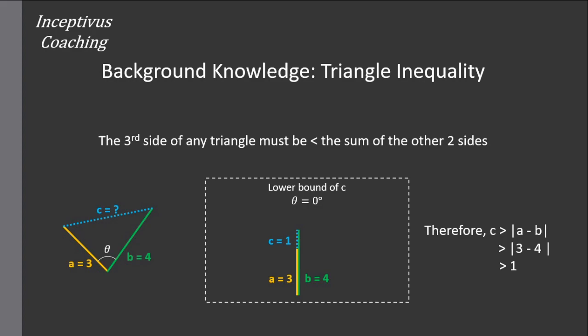any positive area. So in order for this shape to take on a positive area, C must be slightly bigger than 1. So therefore, C must be greater than the difference between the other two sides. So take the longer of the other two, subtract the shorter of the other two. So 3 minus 4 or 4 minus 3, you get that C must be at least a little bit bigger than 1. Now let's get back to this problem.